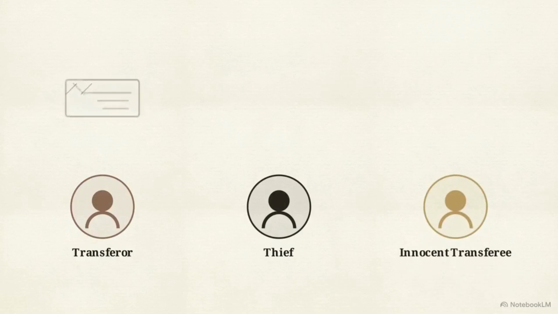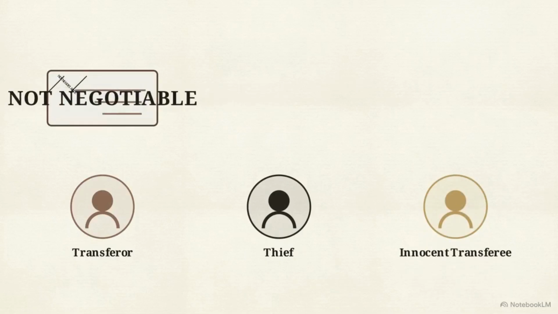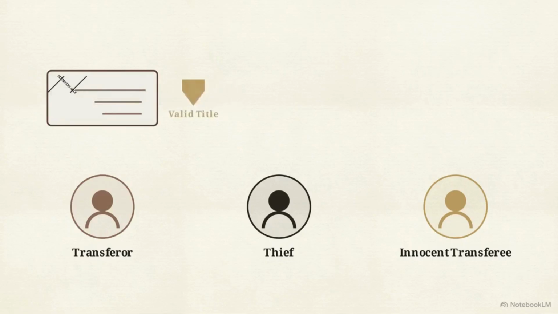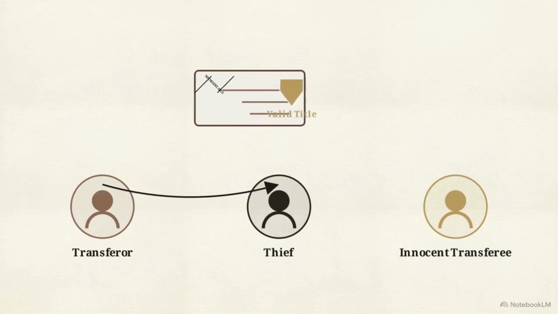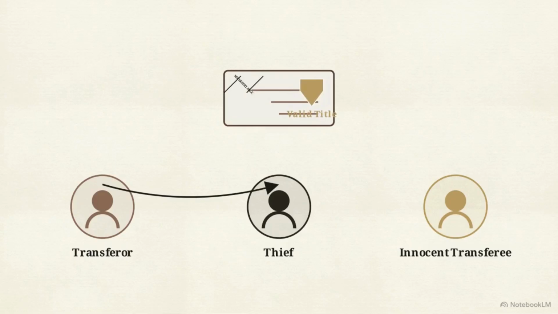This diagram maps a chain of legal title across three parties: a transferor, a thief, and an innocent transferee. This brings us to the most misunderstood constraint within the 1881 Act, the not negotiable crossing. The main misconception is that not negotiable means the document cannot be transferred. In reality, the physical check can still change hands from a transferor to a third party. What this marking actually does is actively destroy the legal protection known as being a holder in due course.